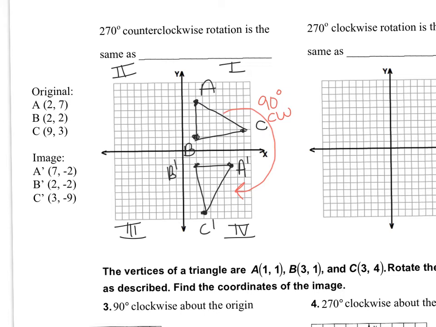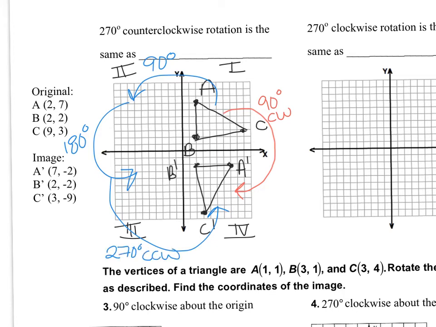However, you can also say that we rotated it 270 degrees counterclockwise. Check it out. This is 90 degrees into quadrant 2. If I went into quadrant 3, that would be 180 degrees counterclockwise, and then add another 90, and you get 270 degrees counterclockwise rotation. So in total, this whole thing is 270 degrees counterclockwise. It would be the same as saying 90 degrees clockwise.